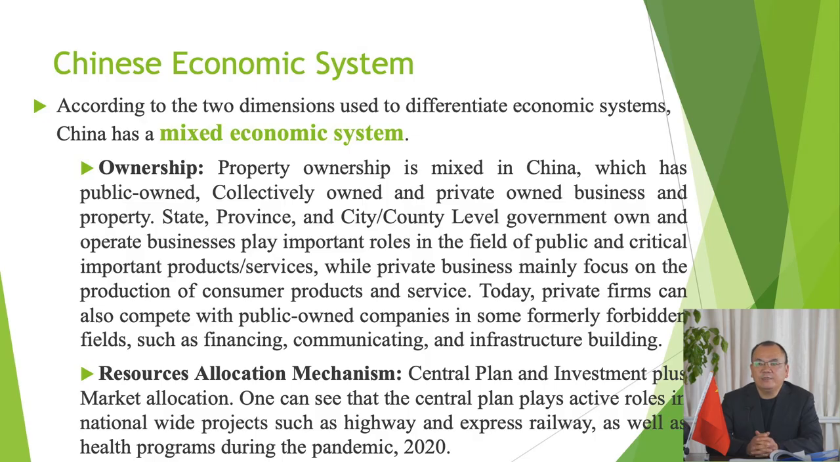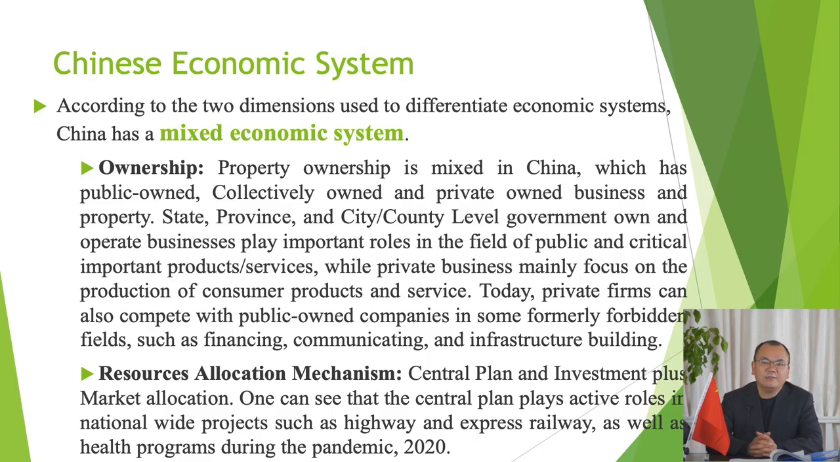Meanwhile, the private business mainly focuses on the production of consumer products and services. For resource allocation mechanism, before 1978, China mainly allocated its resources, including investment, by central plan. Today, the resources are allocated both by central plan and market mechanism. Therefore, we say that China has a mixed economic system. So this is about the economic system.